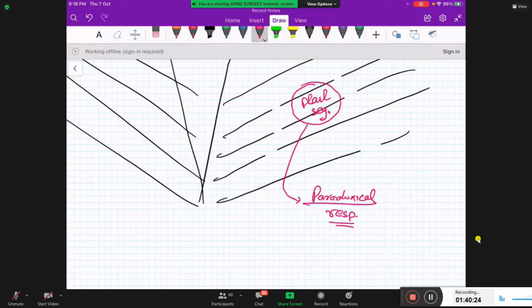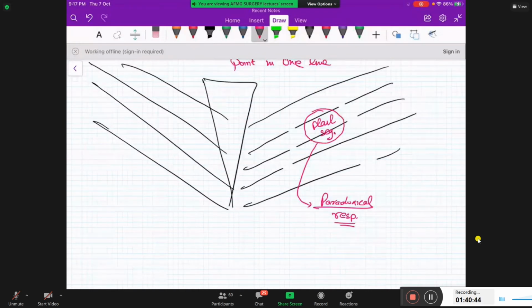And since this segment is moving paradoxical to the normal rib segment, you can easily make out that one particular part of the thoracic wall is moving opposite to the normal. Since you can see it easily on clinical examination, you can make a diagnosis of flail chest clinically also. So the diagnosis of flail chest can be made on clinical examination.